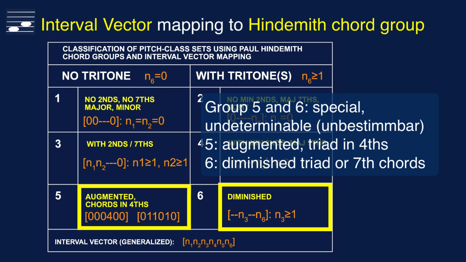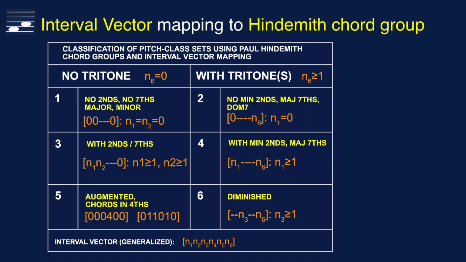We see the interval vector for the symmetric augmented chord and the triad in perfect fourths on the left. On the right we find the diminished chords with the prominence of minor third intervals, and therefore N3 must be equal to or greater than 1. This mapping enables us to put all possible chord structures, written as pitch class sets, in Hindemith groups that each are characterized by their tension level.